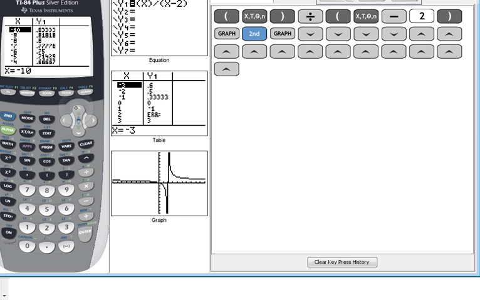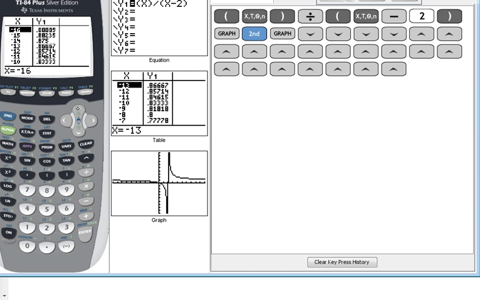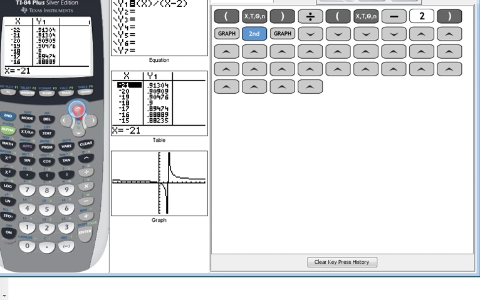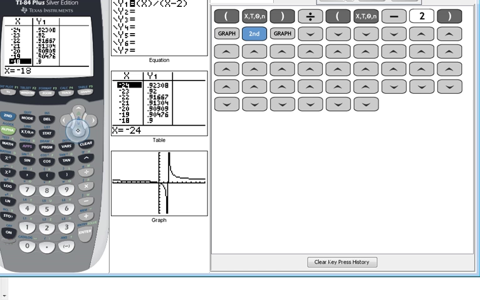Scroll up, up, and up. Notice how it's going from 0.7 to 0.8 to 0.86 to 0.88 to 0.889. It's getting to 0.9. It's getting closer and closer to 1. But class, I can push up forever and ever until my batteries die, and it will never reach the value of 1.